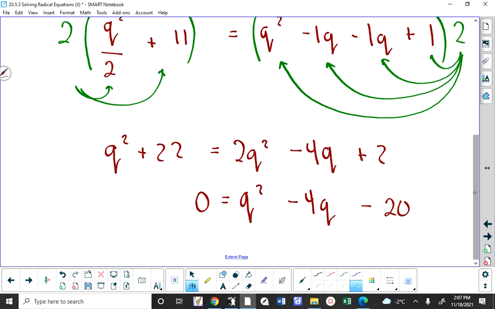I don't think that's factorable. What I was doing was trying to factor it, and then I thought, I don't think there are two numbers that multiply to give negative 20 and add to give negative 4. So that means we're going to get radical answers, irrational numbers, that we're going to have to find through some other means. I suppose we could solve it graphically, but we always want to take an algebraic approach.